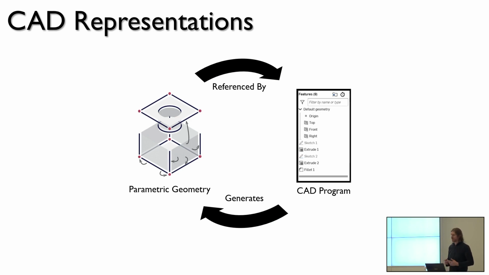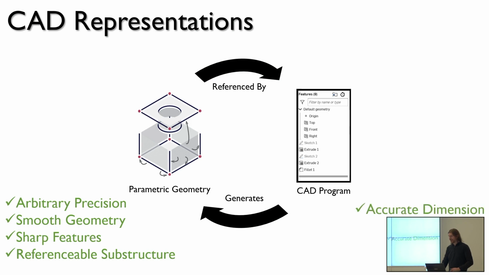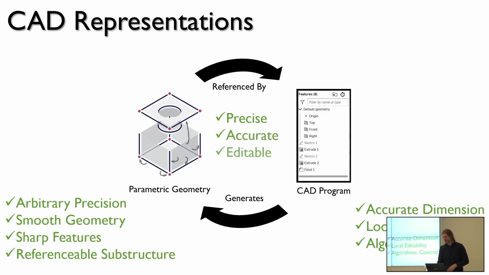I would argue that these representation choices are what give parametric CAD its primary advantages. The parametric geometry format allows for arbitrary precision needed for manufacturing, while enabling the representation of smooth geometry and sharp features that are common to manufactured objects. It also explicitly contains referenceable substructures that the user can interact with. And having an underlying program allows for the specification of accurate dimensions. Subparts of the program can be locally edited to make design changes without completely remaking a part, and it allows for algorithmic control for complex details. So I summarize these advantages of CAD representations as precision, accuracy, and editability.